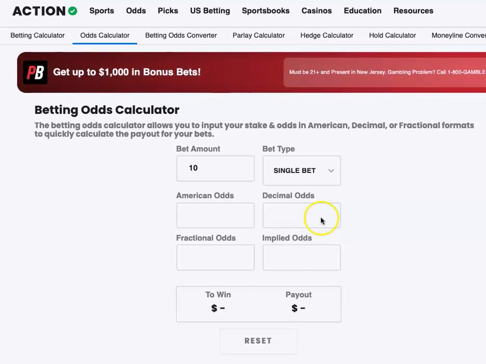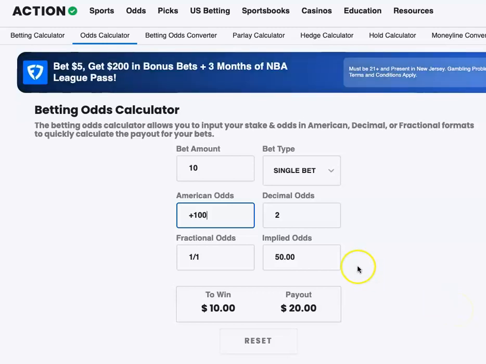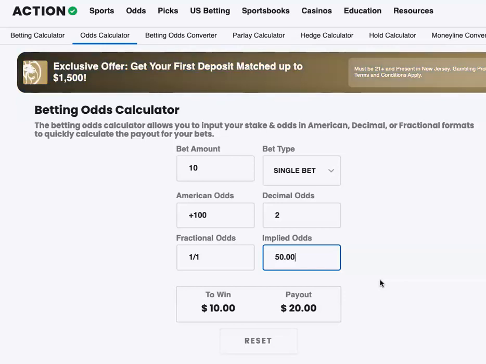So, as you can see here, we're on the Action Network Betting Odds Calculator. And what we're going to do here today is I want to just show you what it means when you get an American odds or a betting line. So the best example of this to start would be a plus 100 odds. So what does this mean? This means that there's a 50-50 chance. Implied odds right over here, this means 50%. So the implied probability of a plus 100 betting line means that you think that there's a 50-50 chance of something happening.